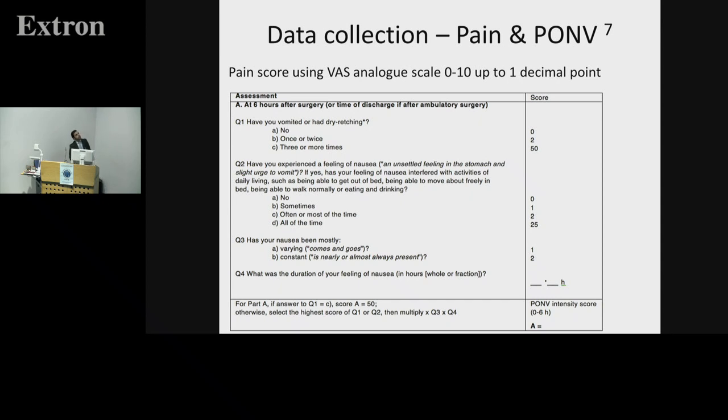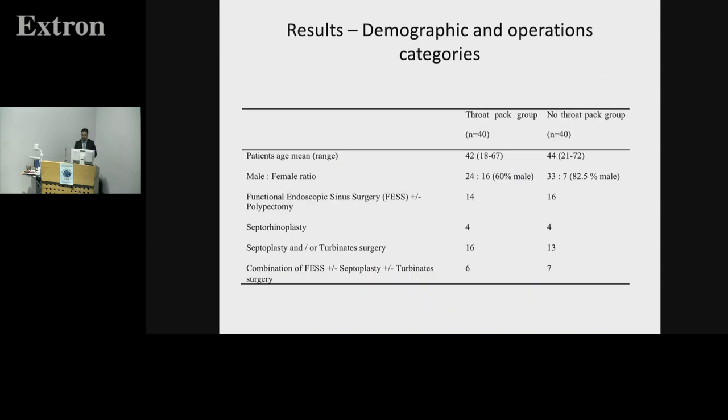And in terms of the postoperative nausea and vomiting, we use this validated score, which basically gives a score of up to 50. If you've had 3 or more episodes of dry retching and vomiting, that straight away gives you a score of 50. If you've had nausea all the time, that gives you a score of 50. But otherwise, the score will be multiplied between all of them to give you a final score out of 50.